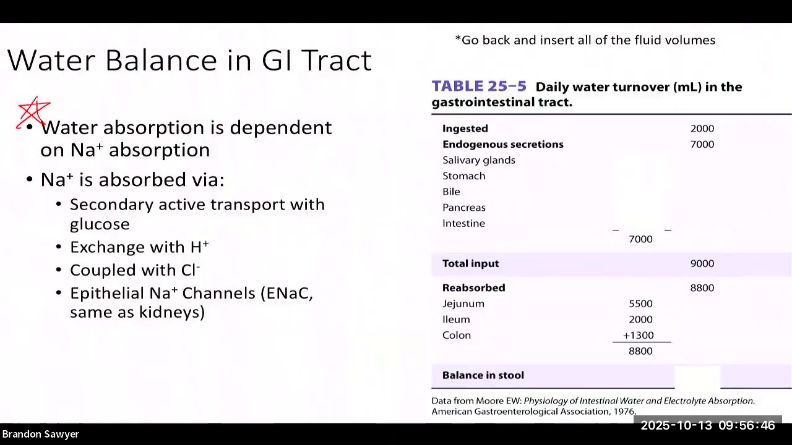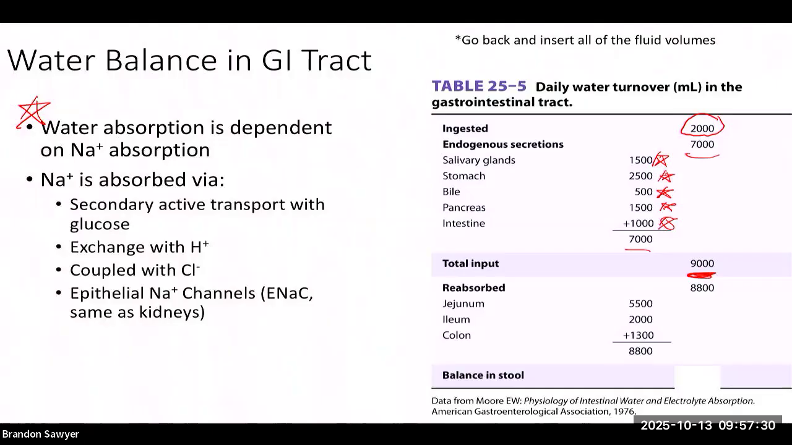So we've talked about all the stuff that's dumped into the GI tract, right? But most of this we bring back. So the total input, if you added all that up, gets you to about 9 liters per day. So we had like 1,500 in the salivary glands, stomach 2,500, half a liter from the bile, 1,500 from the pancreas, another liter from the intestine, right? So that's about 7 liters. Those are all the endogenous secretions. Typical fluid intake might be about 2 liters. So that's 9 liters of fluid that goes into our GI tract.